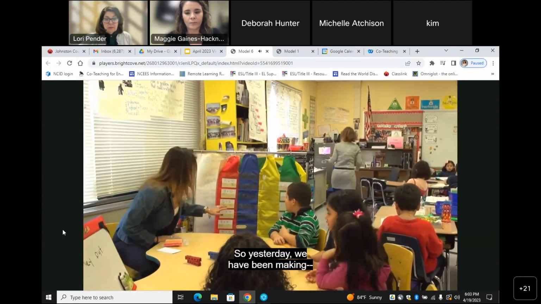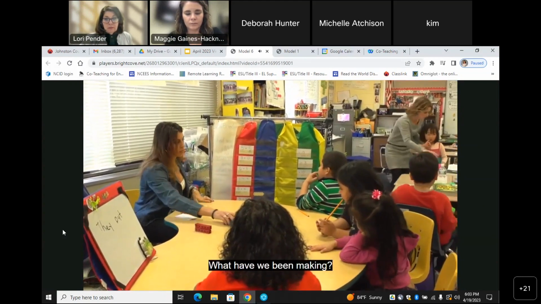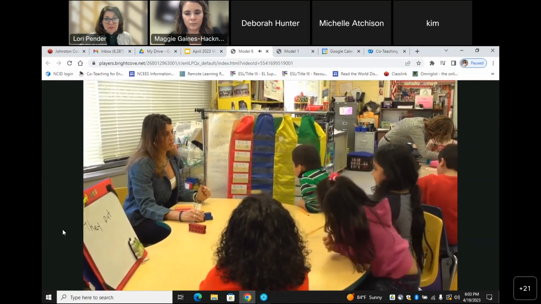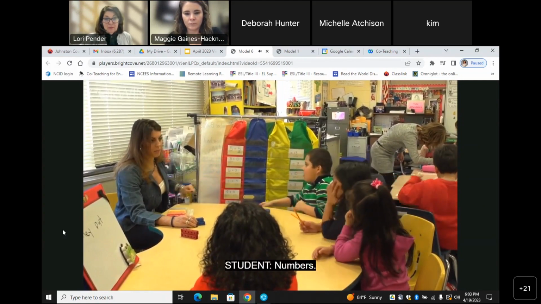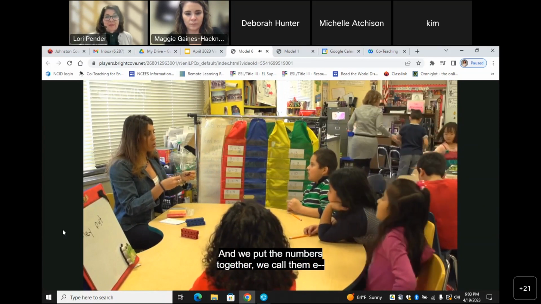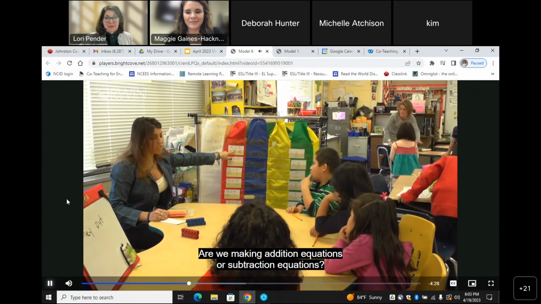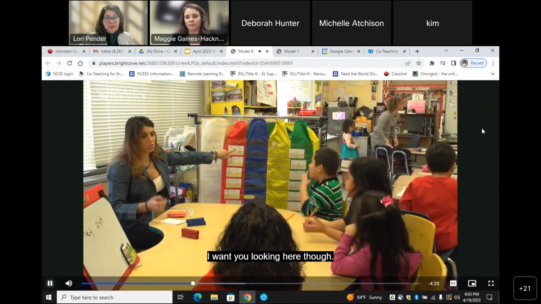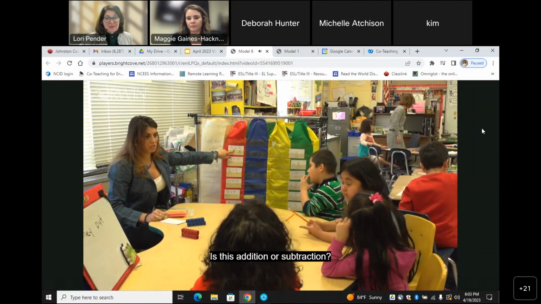So yesterday, what have we been making? You tell me, what have we been making? Look over here. What have we been making together? What have we been solving? What are these called? What do we call these? Numbers. And we put the numbers together, we call them equations. That's right, we call them equations. Are we making addition equations or subtraction equations? Look, I want you looking here though. Don't look at me. My answer is in my face. Is this addition or subtraction?